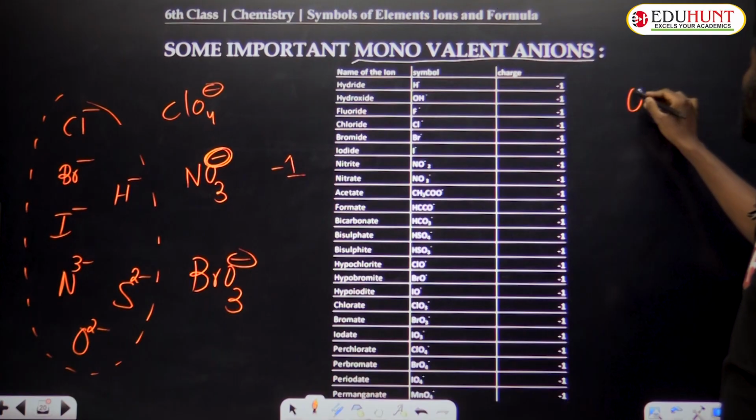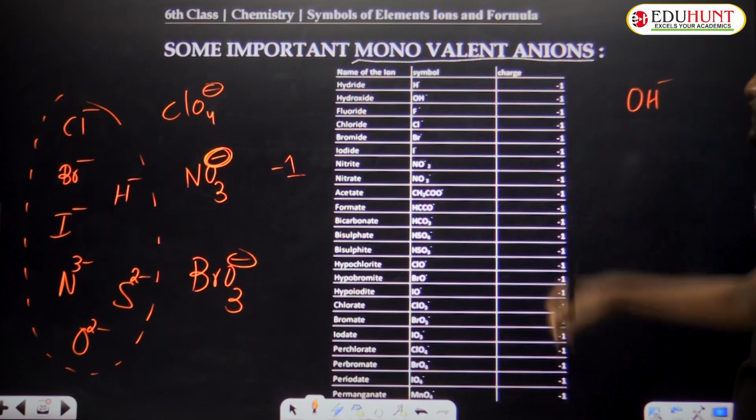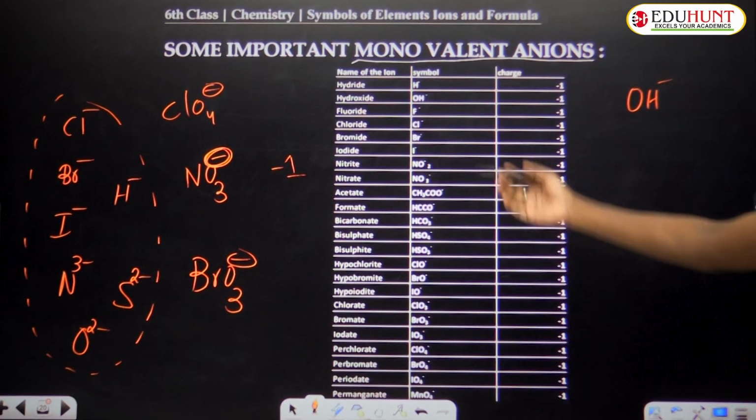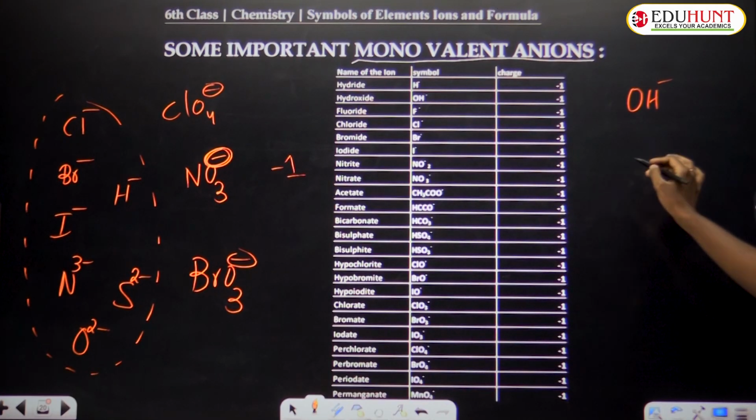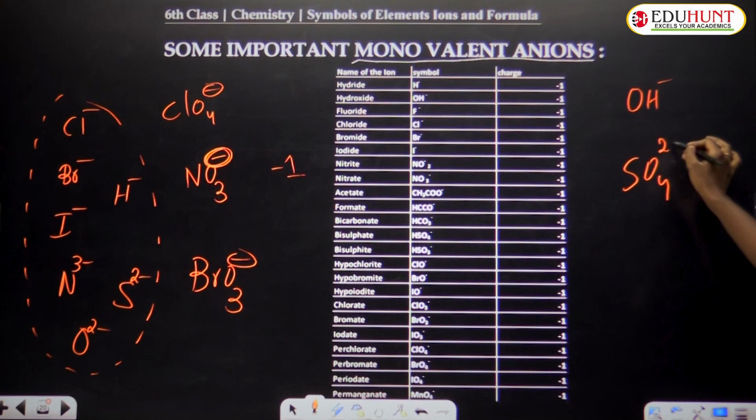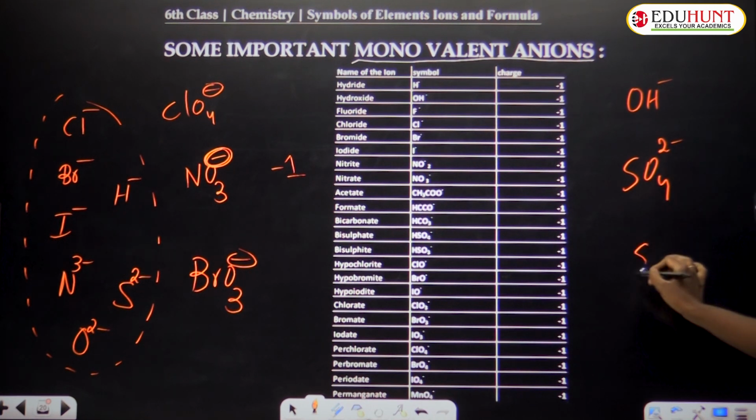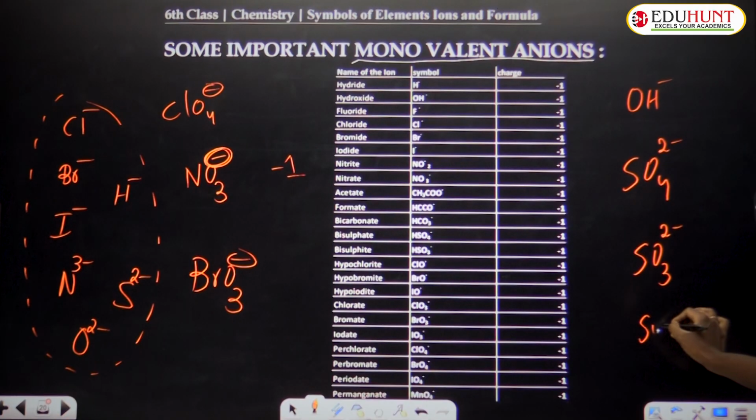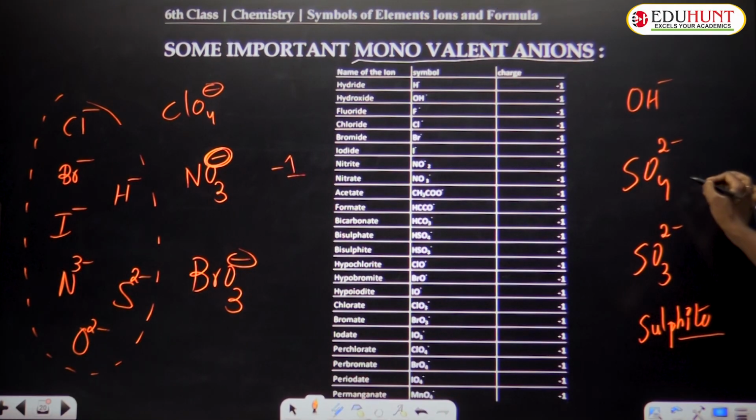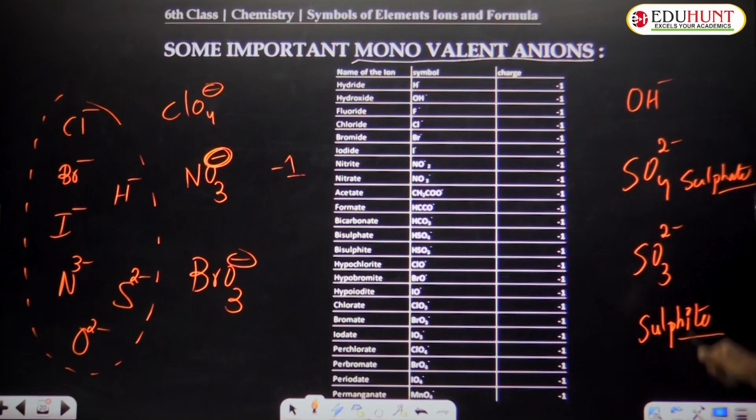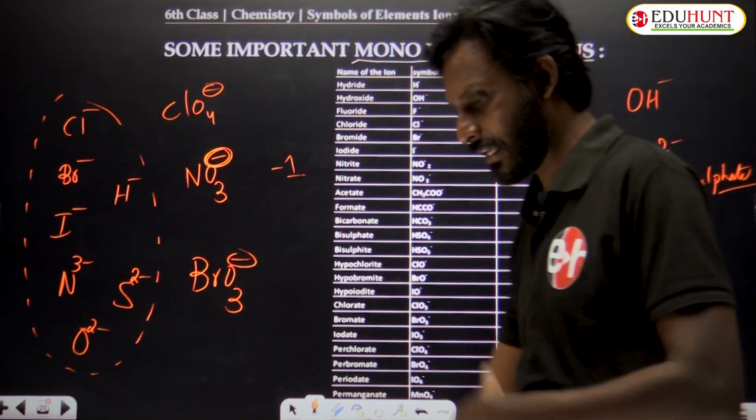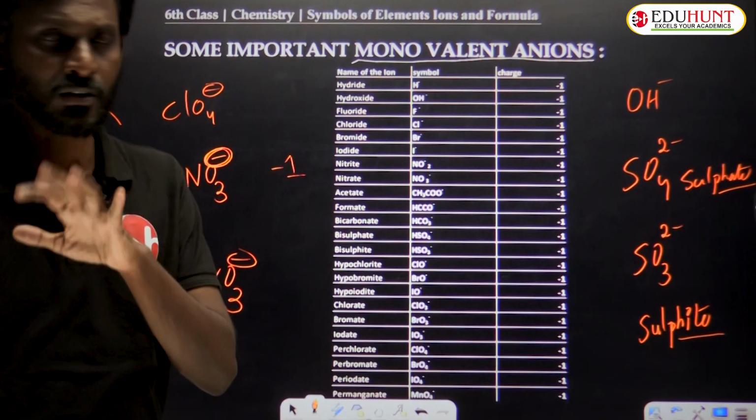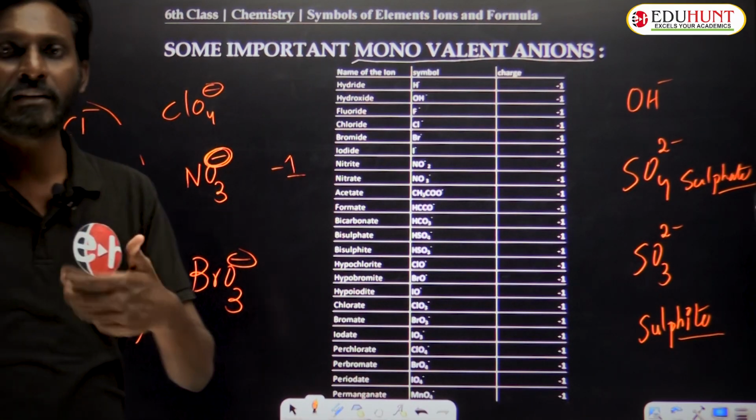This is hydroxide. And there are separate names for some ions, like SO4 2 negative, this is sulfate. SO3 2 negative, sulfite. Why these names, you will learn slowly in the upcoming classes. You are not supposed to learn them by heart, but get familiar with this.